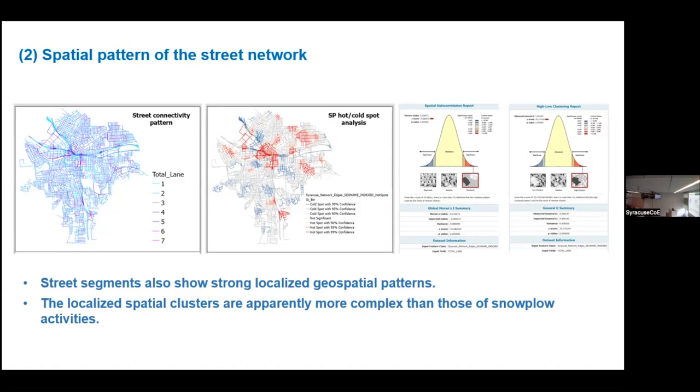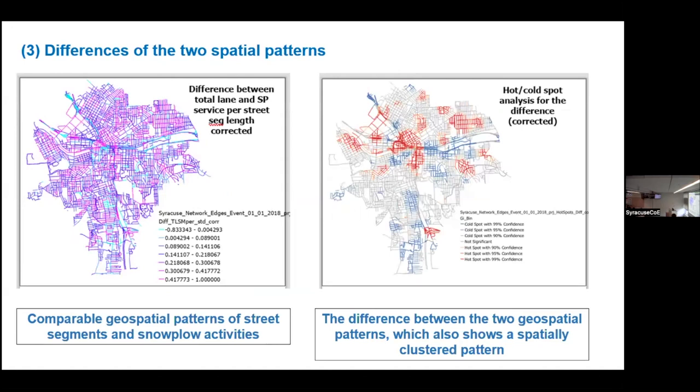With this idea, we did a similar analysis of geospatial patterns. This result indicated there are significant clusters. And this also shows you there are local patterns with regards to the street structure. So the question is, are they similar or different? What we did is that we compared these two different spatial patterns by standardizing the values and then subtracting one from the other. And this is the result of this subtraction. And then we studied this difference.